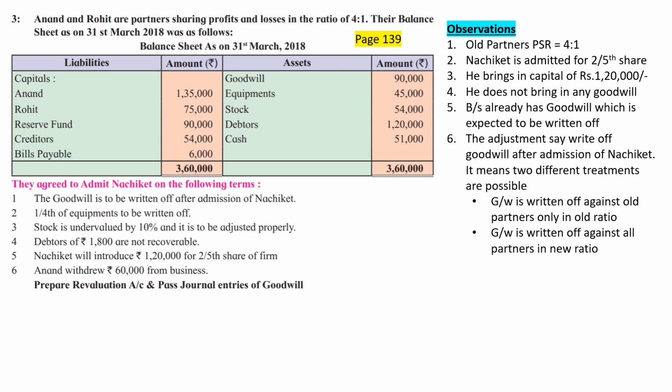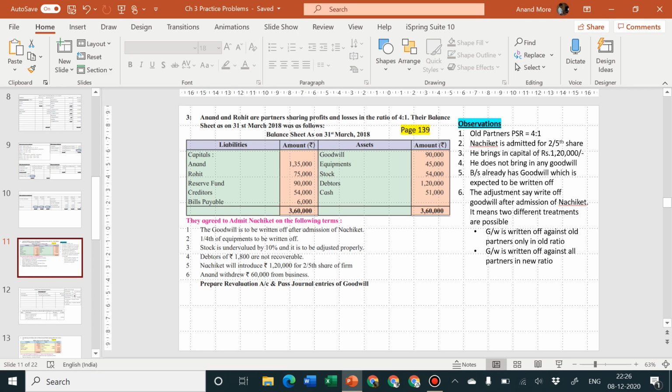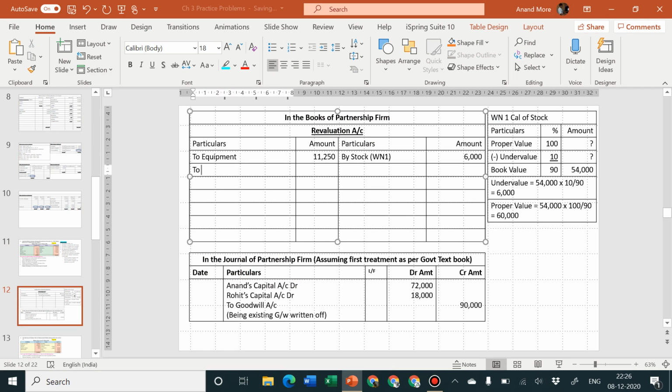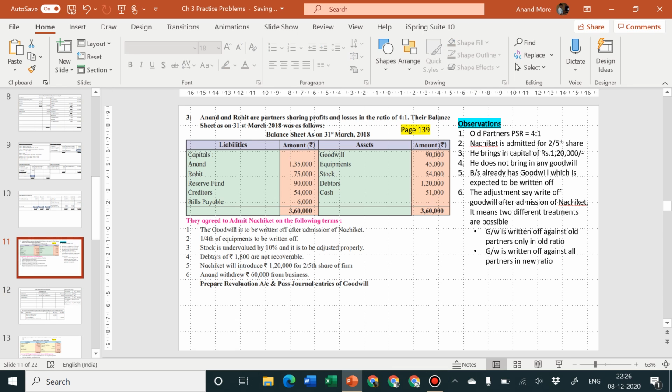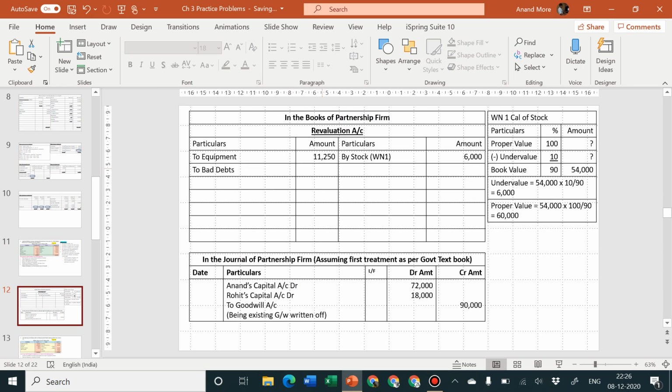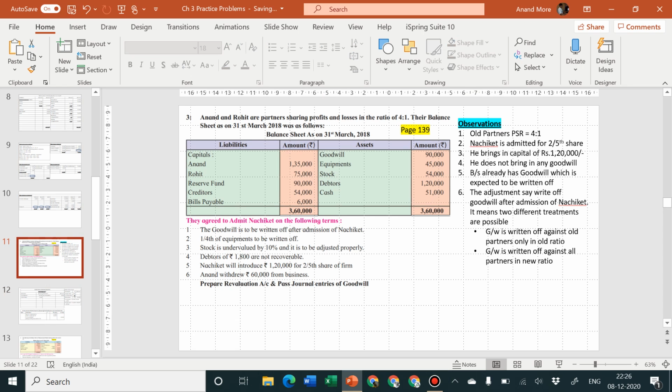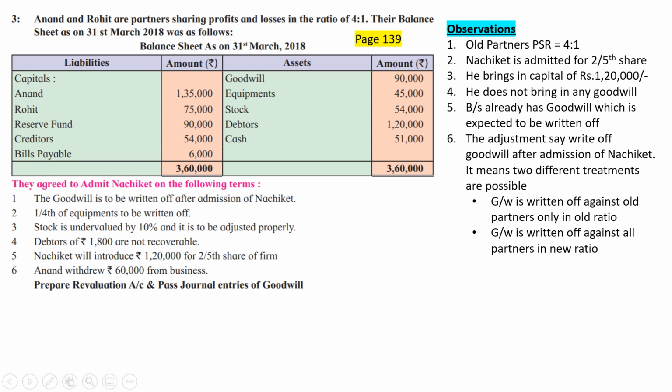Debtors of rupees 1,800 are not recoverable. That means it is bad debt. Bad debt is a loss. Debit all expenses and losses. So we'll write it here: bad debts. And the amount is rupees how much? They have told us 1,800. Very good. Now since the balance sheet is not prepared, we cannot show the second effect.